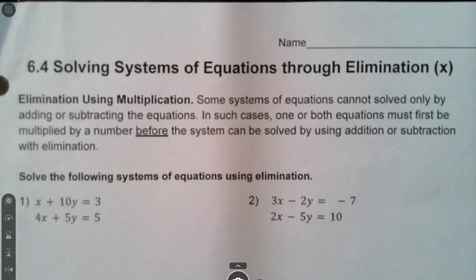So if you remember the lesson in 6.3, every time we had a system of equations, at least one, sometimes both, but usually just one of the variables have the same coefficient. Might be 4 and negative 4, 7 and 7, 2 and negative 2, negative 4 and negative 4, anything like that. But there are times there's a system of equations where the variables don't match anywhere. Now, in that case, one or sometimes both equations must first be multiplied by a number before the system can be solved by using addition or subtraction.